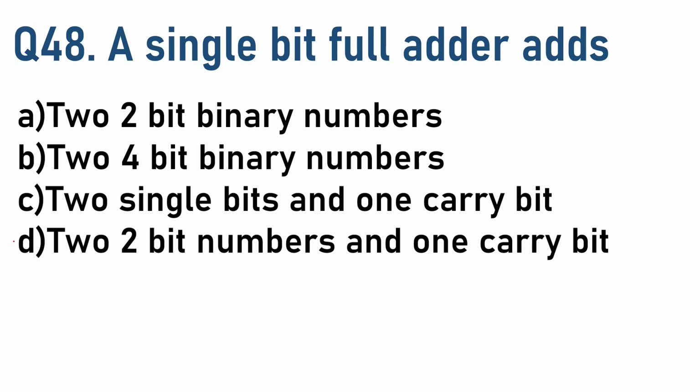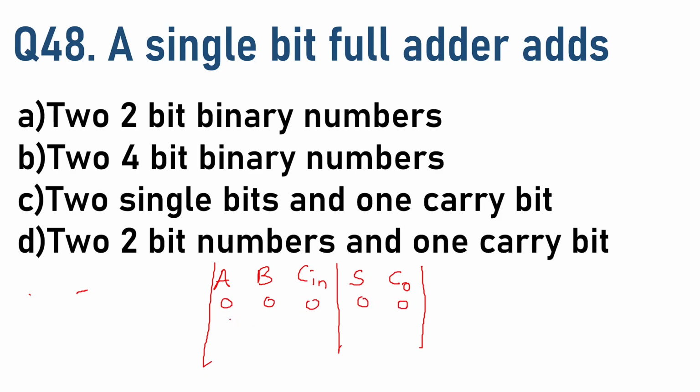then we know that there were three inputs that we used to add. Input one is A, input two is B, and the third input will be the carry input. These are the inputs, and the outputs we got were sum and carry out. Say, for example, the inputs are 0, 0, 0. The sum will be 0, carry out will be 0. If the inputs are 0, 0, 1, the sum will be 1, carry out will be 0. If the inputs are 0, 1, 0, the sum will be 1, carry out will be 0.